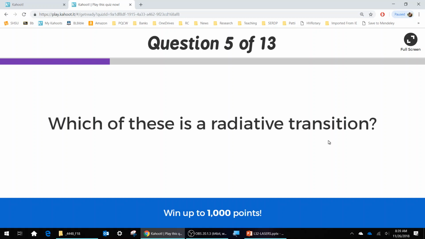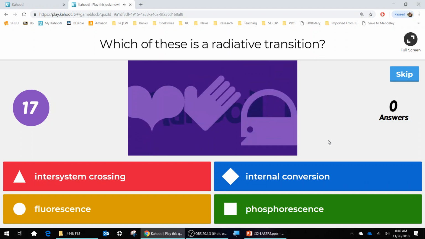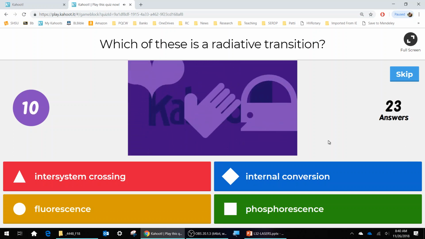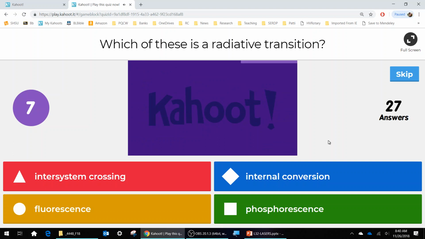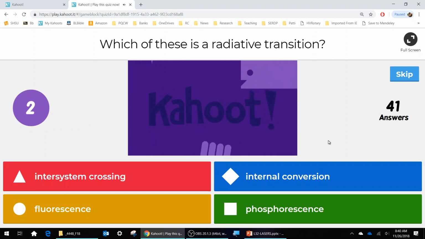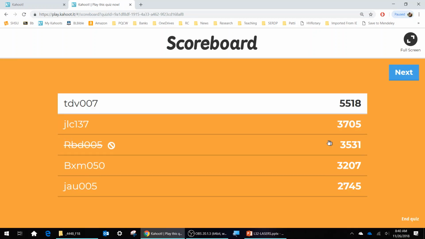So then which of these is a radiative transition? Intersystem crossing, internal conversion, fluorescence, or phosphorescence? Pick the one you're most confident in. It's either fluorescence or phosphorescence. Both of those are correct, okay? But not intersystem crossing, not internal conversion. Those are non-radiative. Those are just hopping from one potential energy surface to another.